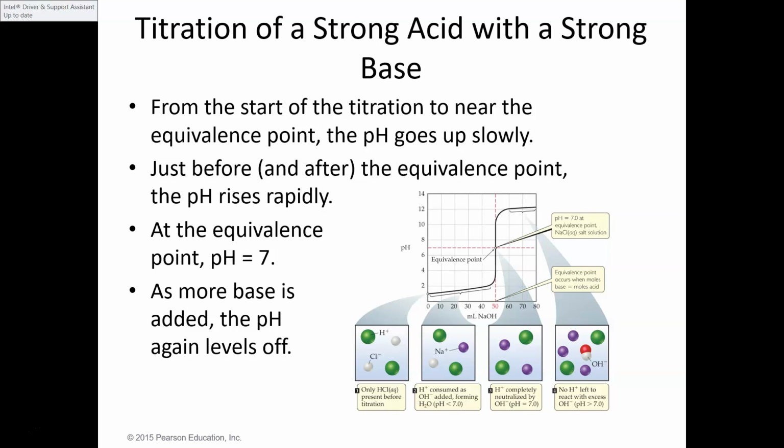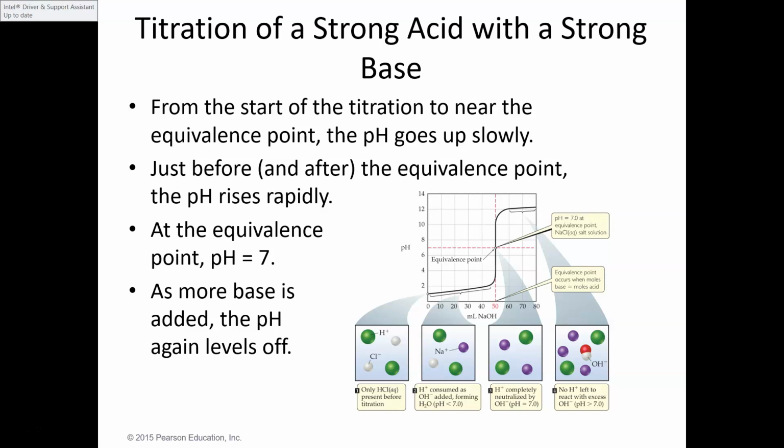Now this is only true when a strong acid is being added to a strong base or vice versa. For all other situations, the pH will not be 7 at the equivalence point. But we can see from the graph that as sodium hydroxide is added, the pH slowly increases and then jumps very dramatically at the equivalence point. And above the equivalence point, the pH of the solution is controlled by the base.